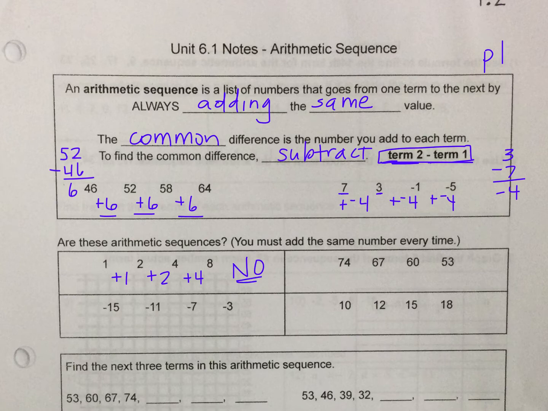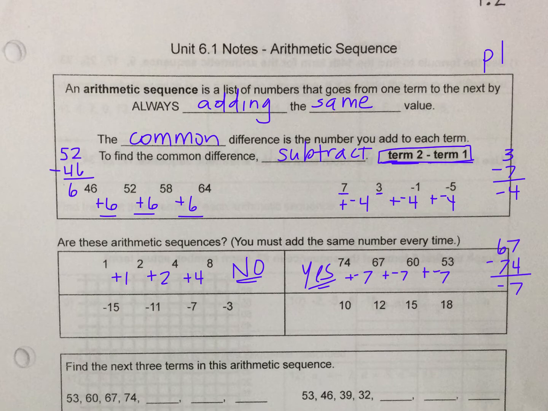Let's try this next one. First I'm going to say term 2, 67 minus 74. That gives me a negative 7. So 74 plus negative 7 is 67. 67 plus negative 7 is 60. And I'm just checking these in my calculator. 60 plus negative 7 is a 53. So yes, I added negative 7, negative 7, negative 7. So that means that's an arithmetic sequence.